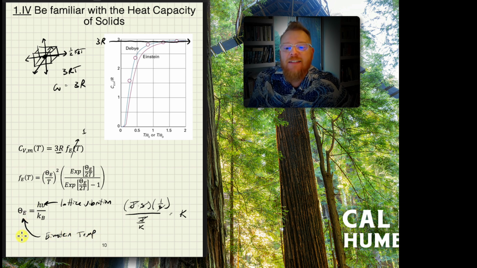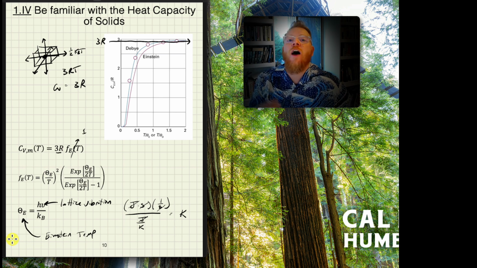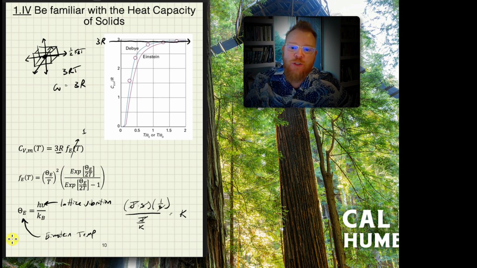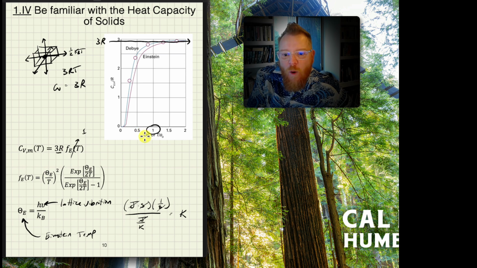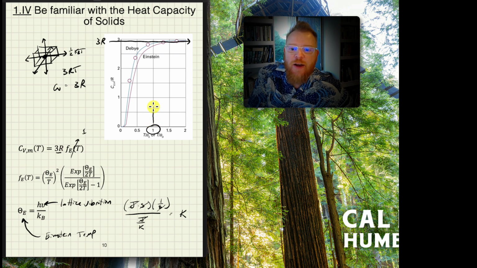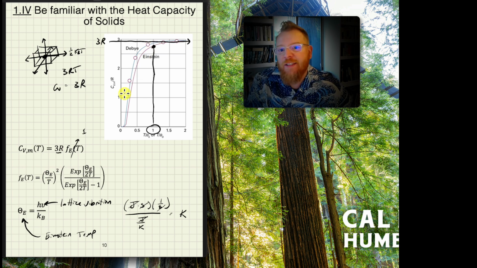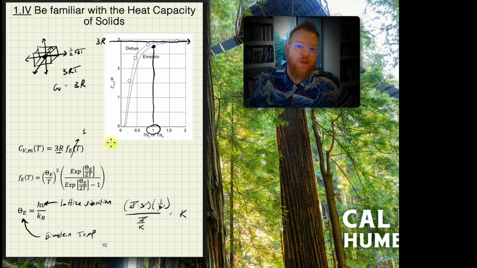And that Einstein temperature is the temperature at which our solid begins to flip over to its more classical value. So if we look at this x-axis, I'm going to circle that number 1. T divided by theta E, that puts us at the Einstein temperature. If I travel up on this graph, you can see that represents an inflection point where it begins to approach its classical value of 3R.